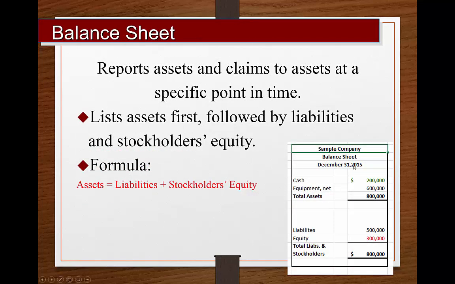This balance sheet, you'll notice, is one day only, so it's reporting assets and any claims to assets at a specific point in time. So this is the last day of the year in this example, and you can see that the formula is assets followed by liabilities and equity, and in order for this financial statement to balance, assets are always going to equal liabilities plus equity. Okay, so you can see the 800 total assets equals the 800 total liabilities plus equity.